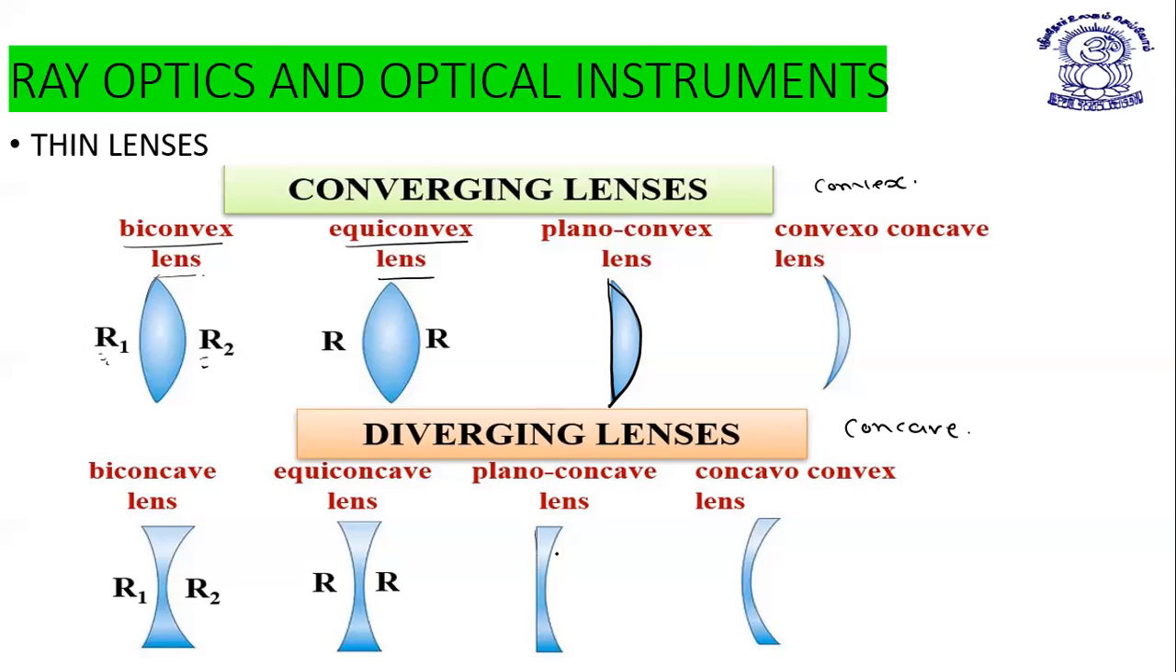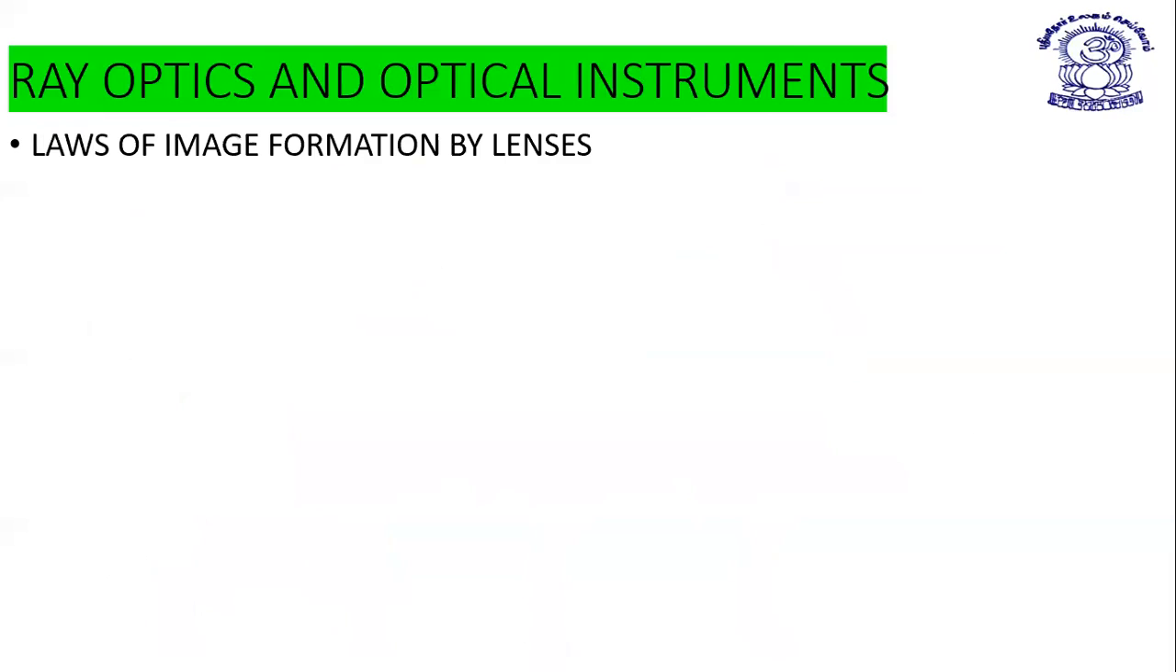If one surface is plane and another surface is concave, then it is called plano-concave lens. If one is concave and another is convex, then it is called concavo-convex. As long as our syllabus is concerned, we will mostly deal with biconvex, equiconvex, plano-convex, biconcave, equiconcave, and plano-concave lenses.